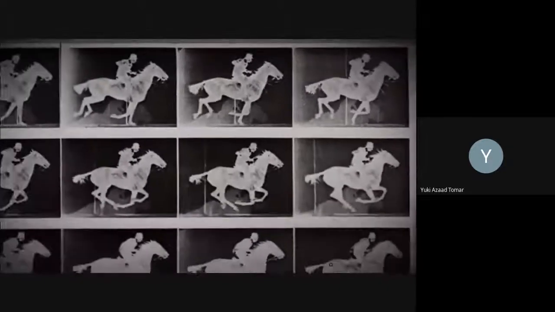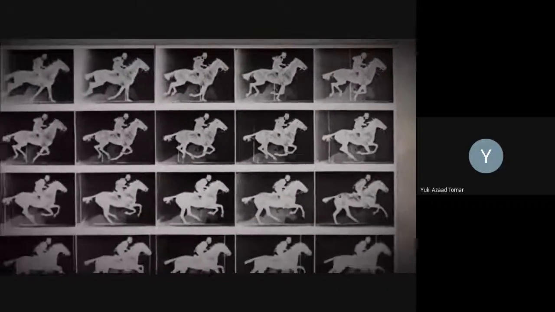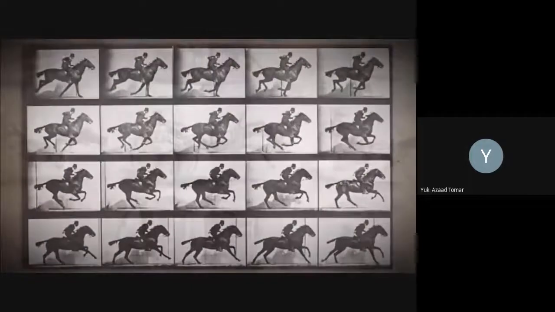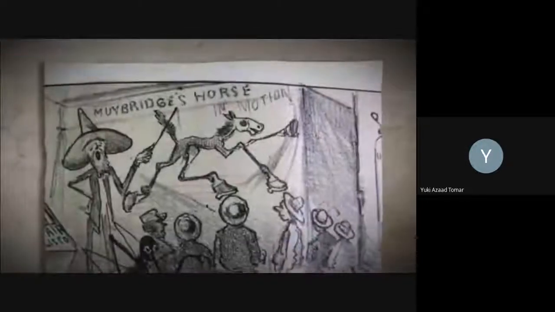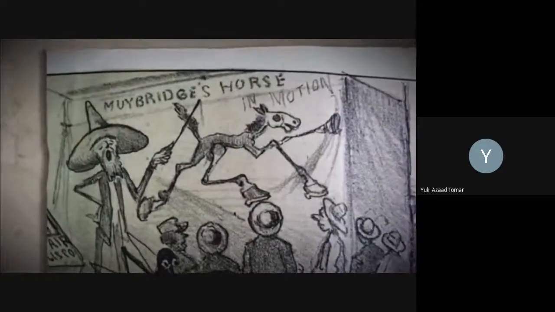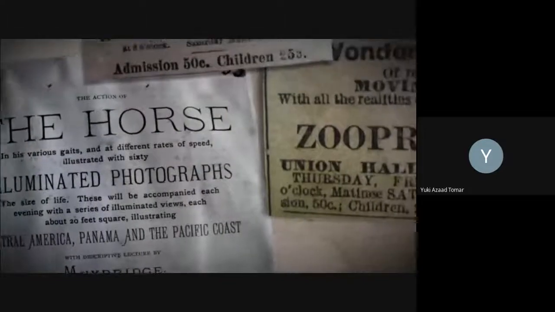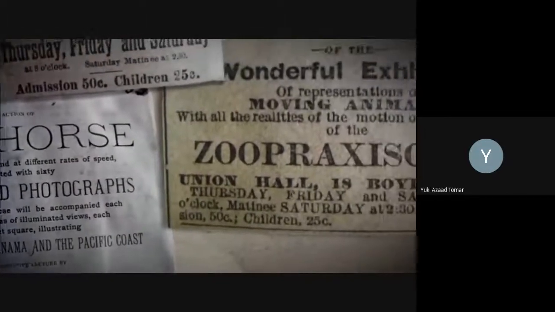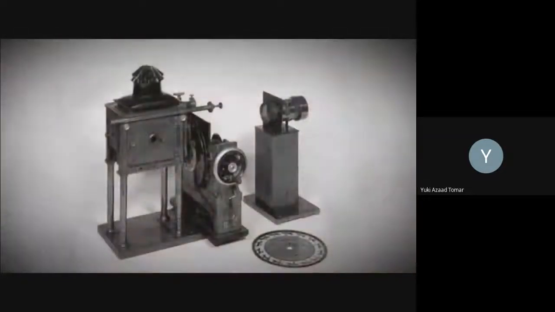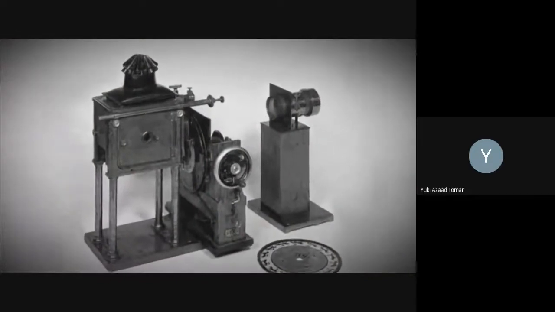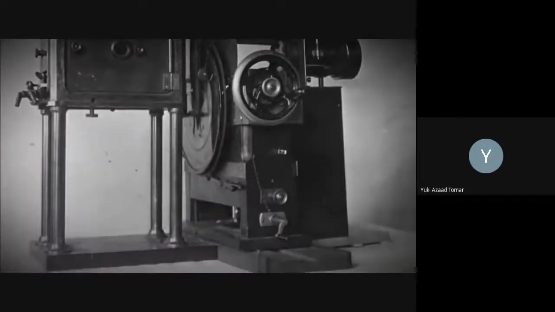Muybridge shot many sequences of animals and humans using his innovative motion photography process. He became well known for his work, but the movement portrayed was so new to his audience that not everybody believed his pictures were true. To help demonstrate his photographic findings during his lectures, Muybridge invented the zoopraxiscope. This projected his images in sequence and gave them the illusion of movement.